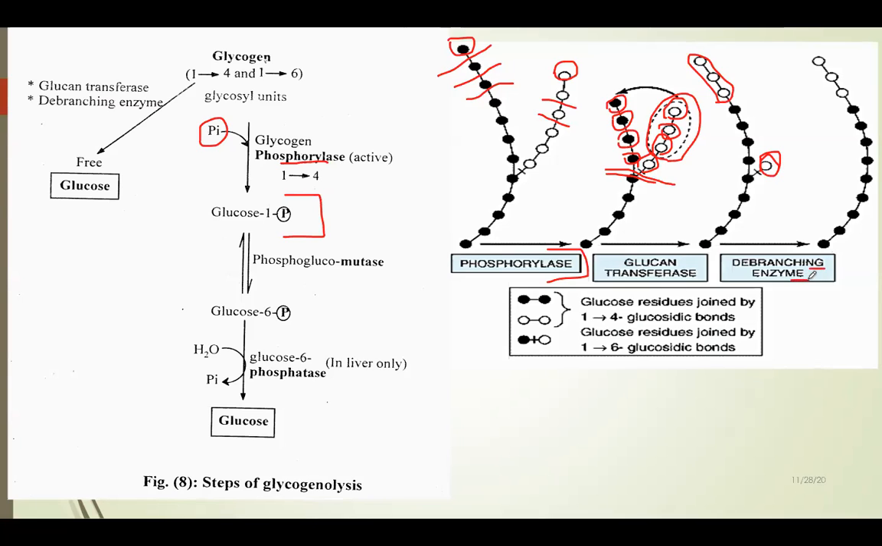Of course, you have to know only the name of the enzyme. You don't have to know this diagram. You have to know the names of the enzymes: phosphorylase, glucan transferase, and debranching enzyme. Okay? Phosphorylase, by adding phosphoric acid, will create glucose 1-phosphate.